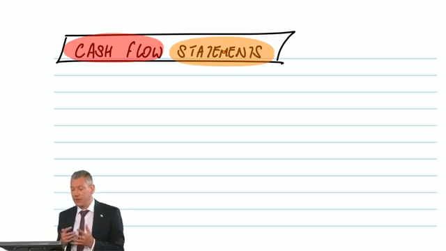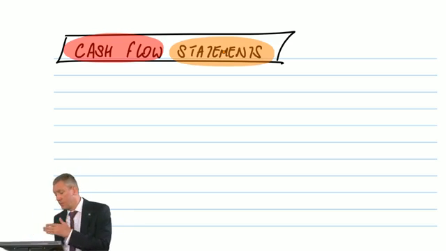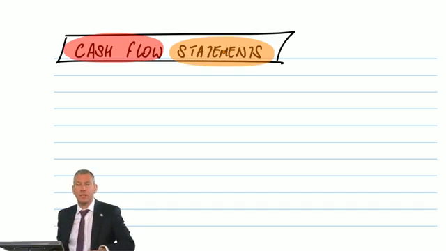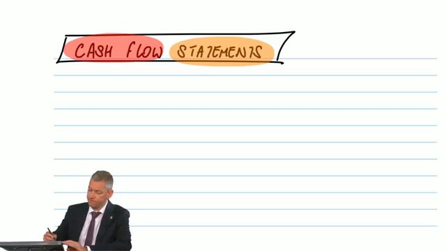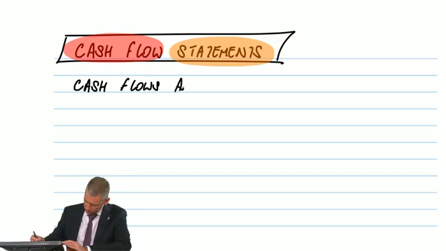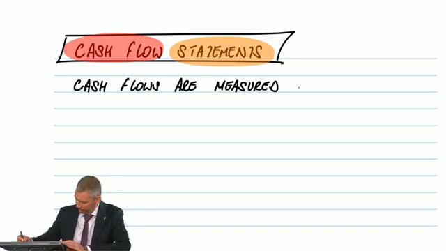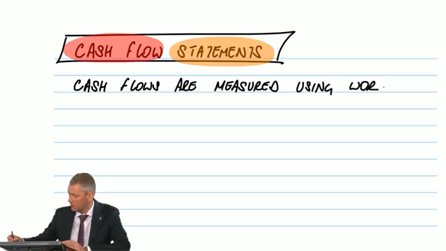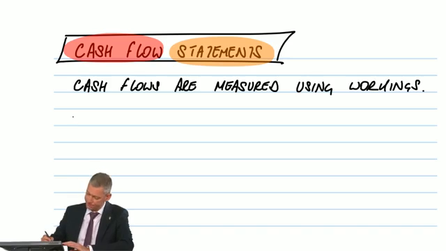But really, the theory, there is just 2 things to learn: how to measure a cash flow and where to put them on the statements. So what we're going to do for the remaining half hour is we're going to learn how to measure cash flows. Now, cash flows are measured using these things called workings. And there's no better way of understanding this process than having a look at some examples.